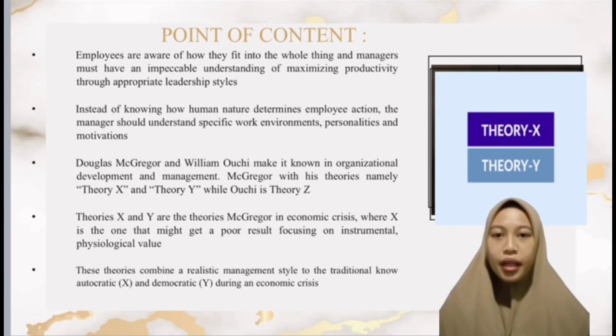3. Douglas McGregor and William Ouchi made their names known in organizational development and management. McGregor with his theories, namely Theory X and Theory Y, while Ouchi with Theory Z. 4. Theory X and Theory Y are McGregor's theories from the economic crisis, where X is the one that might get a poor result, focusing on instrumental physiological value. 5. These theories combine a realistic management style with the traditional autocratic X and democratic Y during an economic crisis.